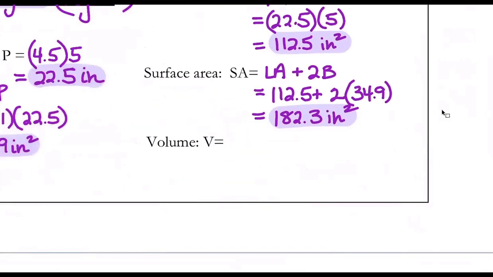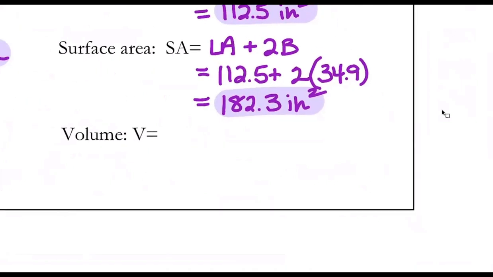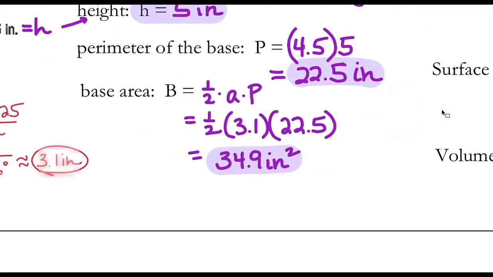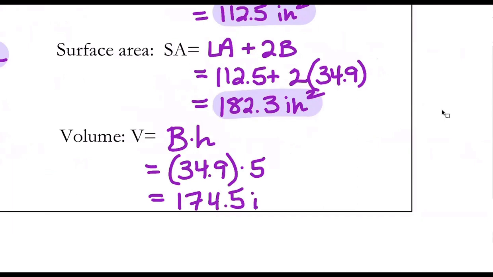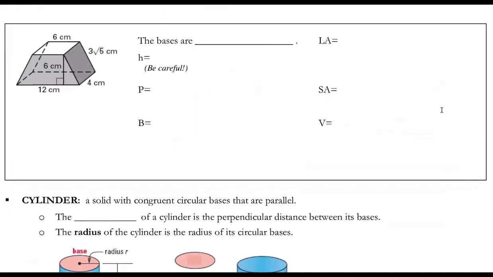And then lastly, volume. You find volume by doing base area multiplied by the height of the prism. So the base area, again, we already knew was 34.9. We're multiplying by the height, which is 5. So 174.5 inches cubed.